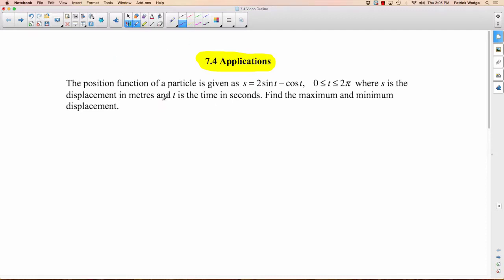It says the position function of a particle is given as s equals 2 sine t minus cosine t between the times 0 and 2 pi. S is displacement, t is time. Find the maximum and minimum displacement.